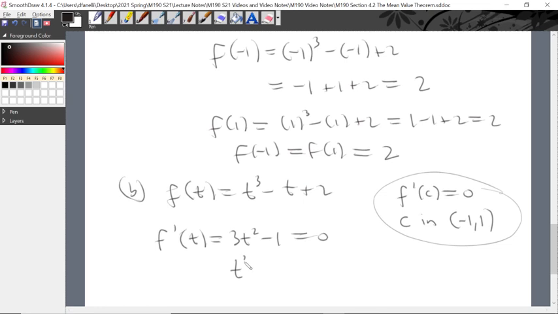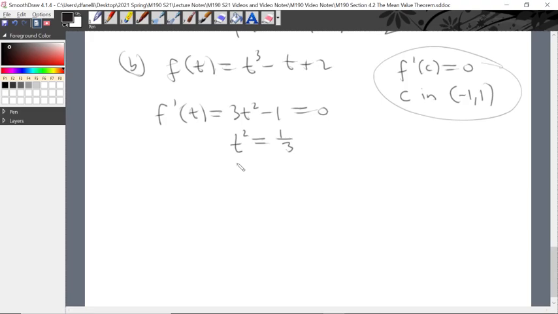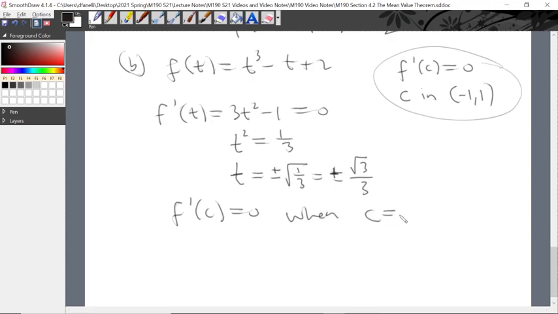So we have t squared is equal to 1/3. And that has solutions where t is equal to plus or minus the square root of 1/3, or plus or minus the square root of 3 over 3. So there are two values of t that make this statement true. We should say for c, right? So f prime of c equals 0 when c is equal to plus or minus root 3 over 3. That is, c is equal to root 3 over 3 and c is equal to negative root 3 over 3.